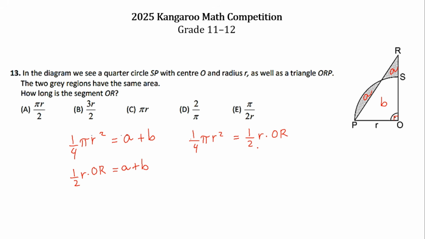Now, if you multiply both sides by 2 and then divide both sides by R, we must get OR equals 2 over 4 times pi r squared over R. So if we cancel common factors, we get OR equals 1/2 pi r. So the answer is option A.